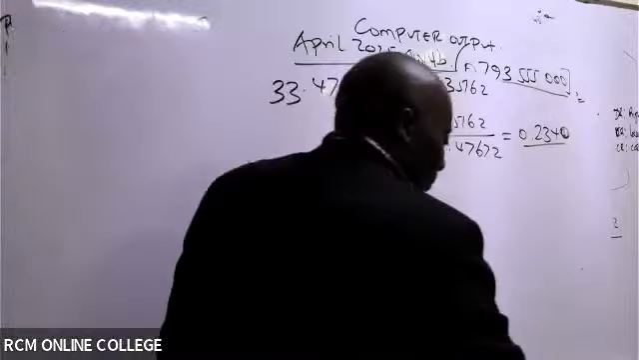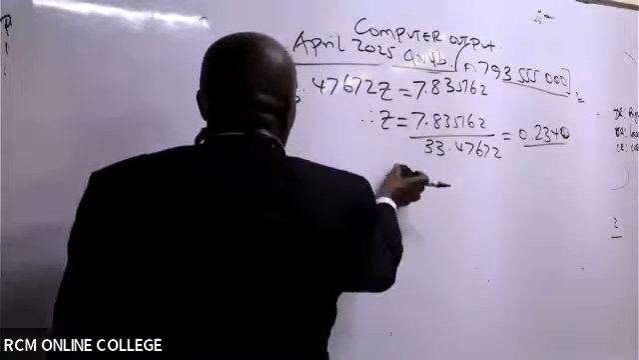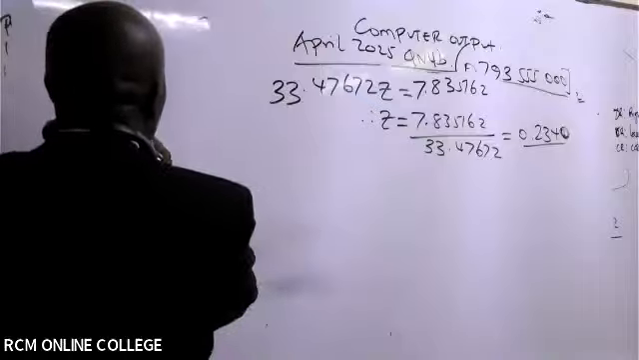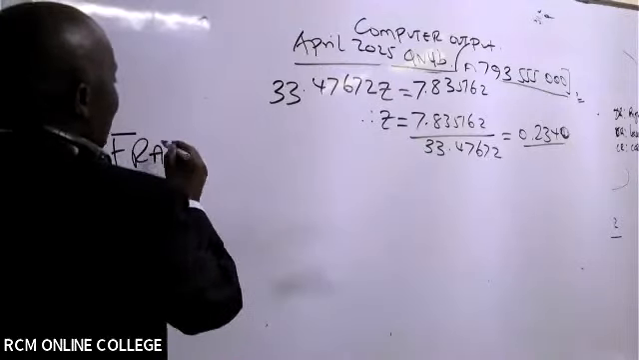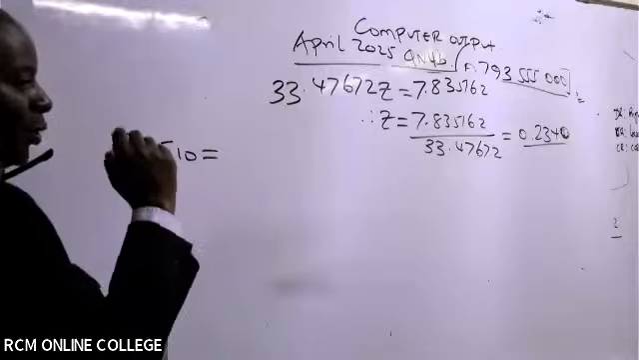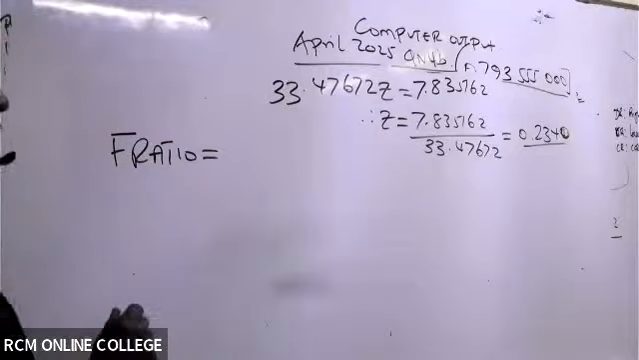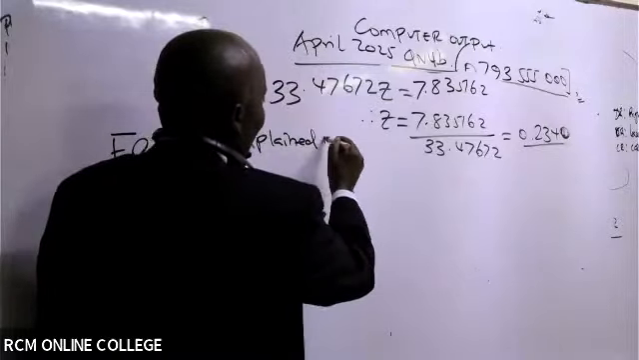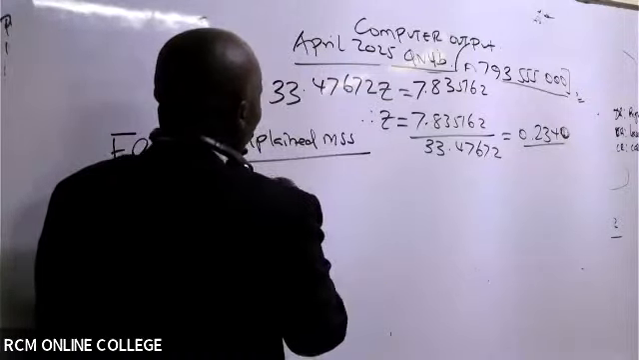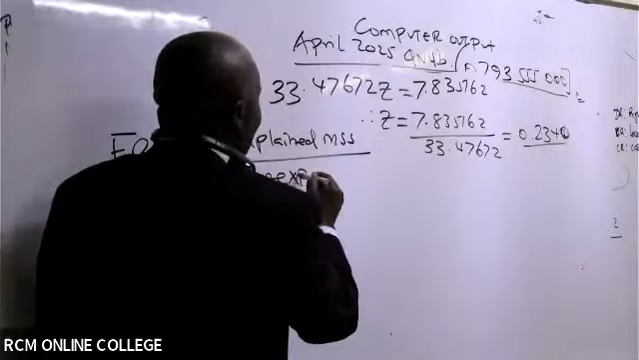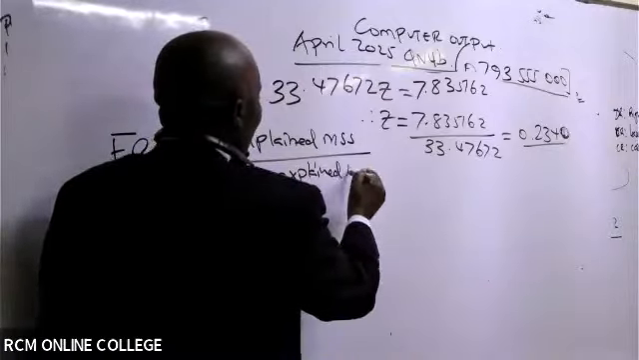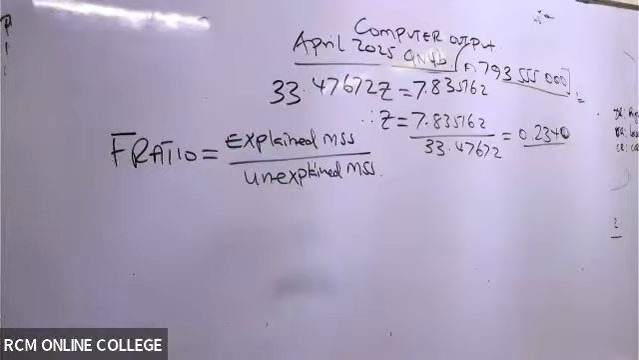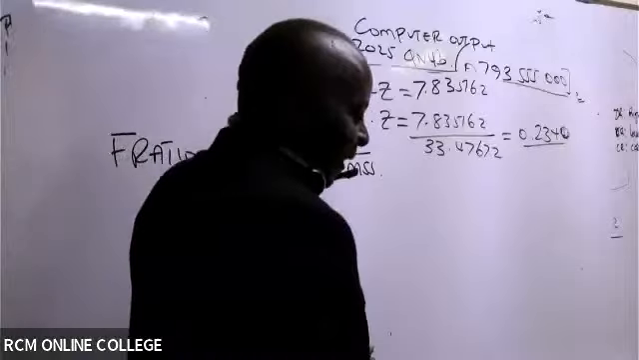This F ratio. How do we get this F ratio? I will give you a formula, first of all, and see whether you will be able to apply it yourselves. So F ratio equals explained MSS over unexplained MSS. MSS stands for what in full? Mean sum of squares, isn't it?